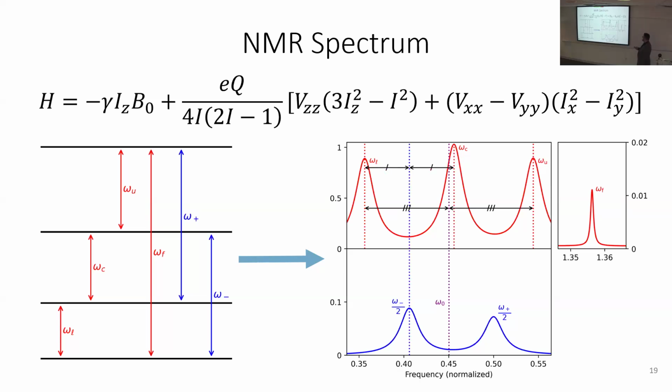We can look at the average of the lower satellite and the central transition frequency. Its average is half of the first parallel transition. And then similarly above here, we have that the average of the central transition frequency and the upper transition frequency is half of the second parallel transition.